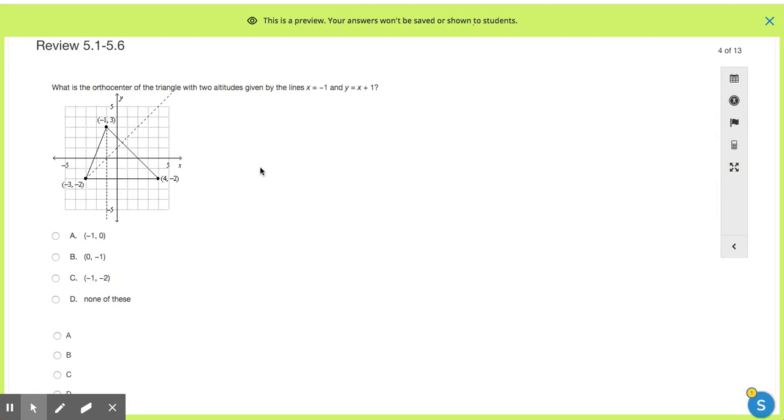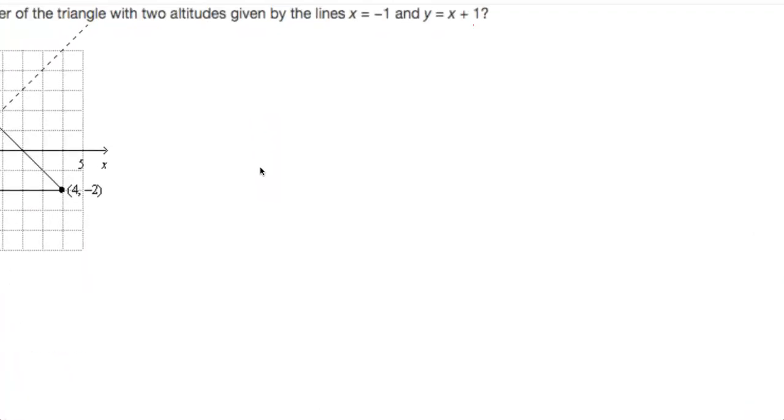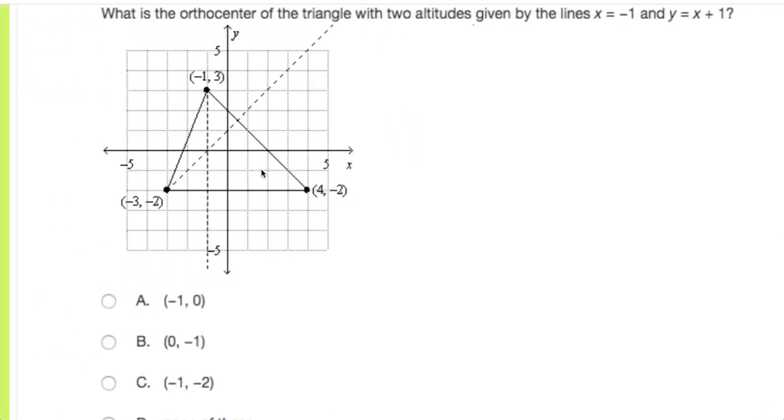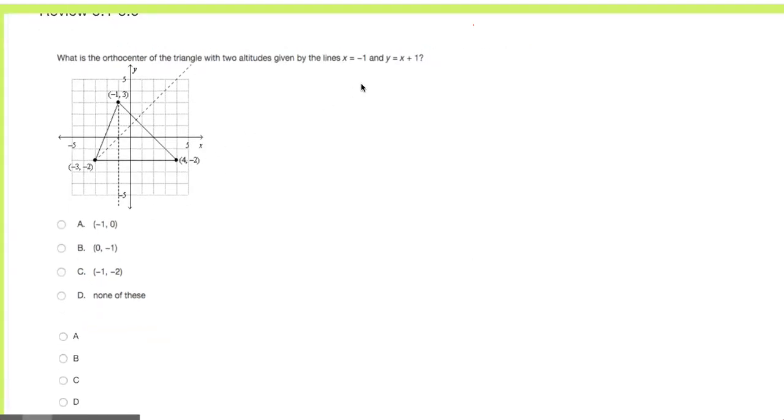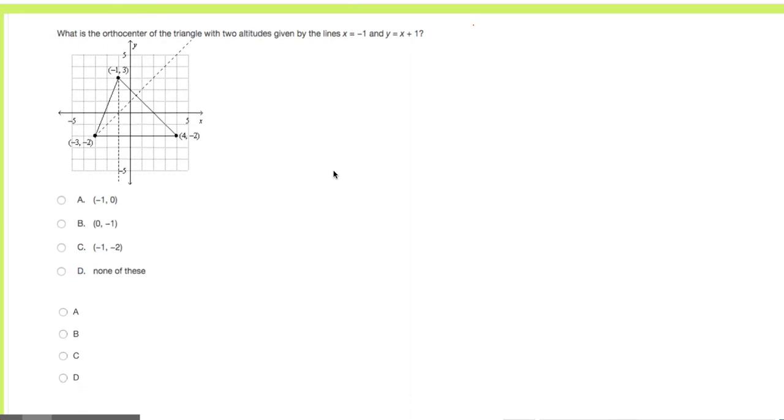All right, next one. What is the orthocenter of the triangle with two altitudes given at those two equations? Will it just be where those two altitudes met? Yep, it's going to be right here where these two altitudes are crossing. We don't care about the third altitude because if these two intersect here, the third one would as well. Those equations really were pointless to us unless you wanted to solve them as a system of equations, which you don't have to because you have a graph.